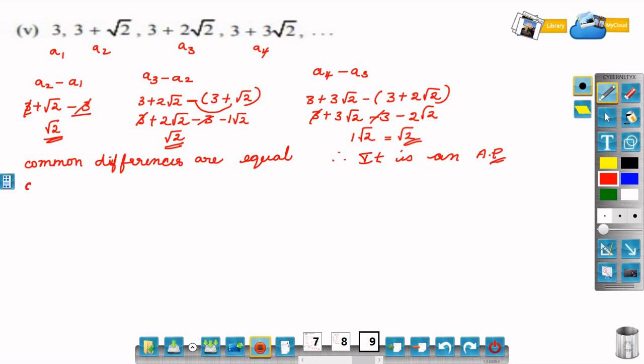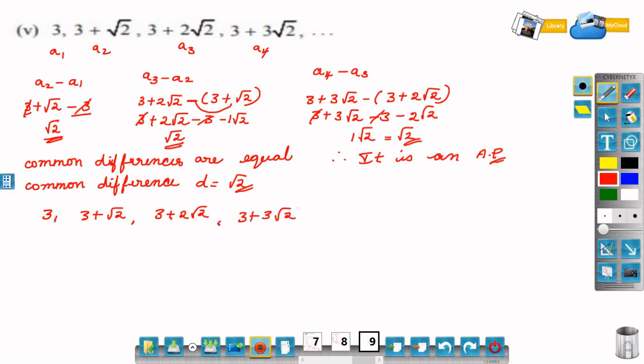Now what is the common difference? We have to write the common difference if it is an AP. We already found out, that D is equal to root 2. Now find the next three terms. The given AP is 3, 3 plus root 2, 3 plus 2 root 2, 3 plus 3 root 2. This is A, A plus D, A plus 2D, A plus 3D.